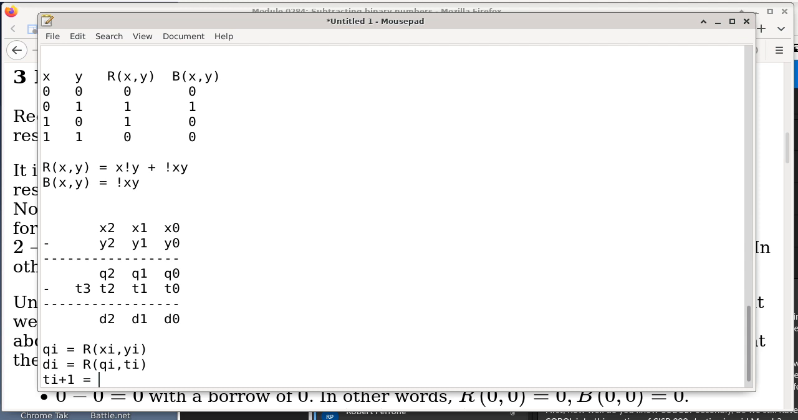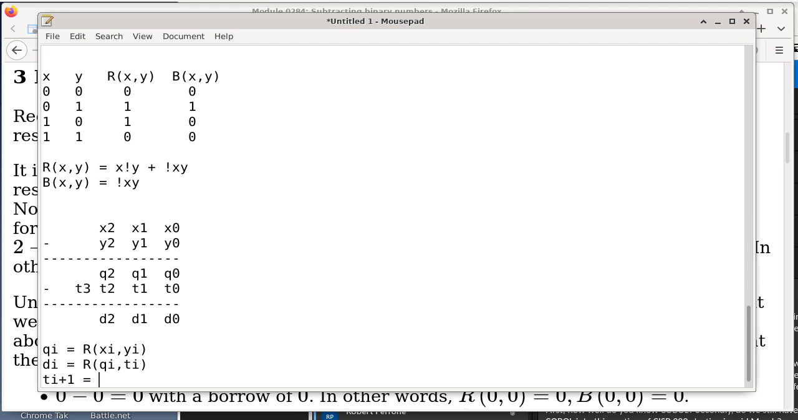Is that okay? So let's see how we can end up with a borrow. Okay, so let's look at T2. Who can contribute 1 to T2? In other words, what reasons do I have to borrow from this particular column? X1 is less than Y1, right? That would trigger a borrow from T2. What about Q1 minus T1? That can also give me a borrow. So we got two reasons to end up with a borrow from the next digit, just like we have two reasons to have a carry of 1 in addition. So it's really the same logic.